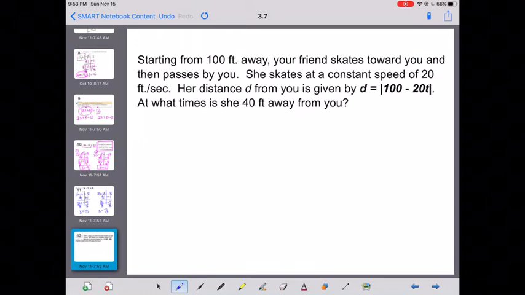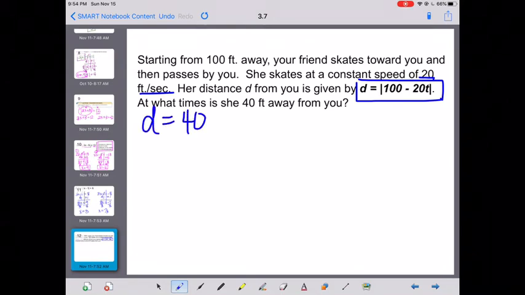All right, word problem, much like that one at the beginning. Starting from 100 feet away, your friend skates toward you and then passes by you. She skates at a constant speed of 20 feet per second. Her distance from you is given by this formula: D is equal to the absolute value of 100 minus 20 times t. At what times is she 40 feet away from you?